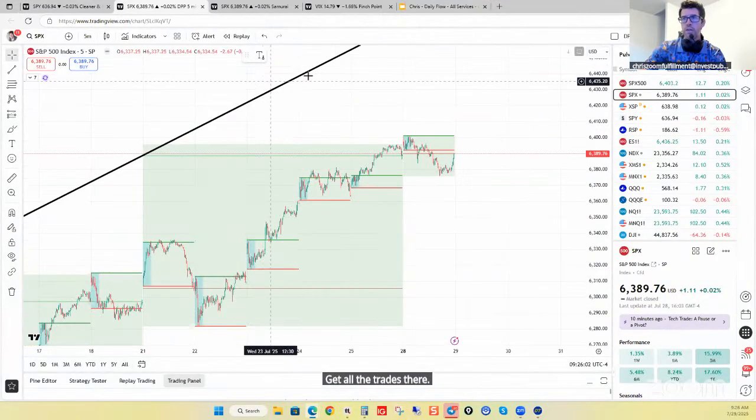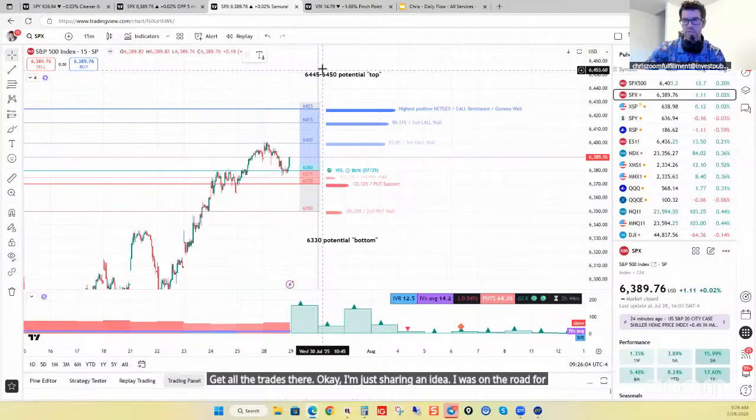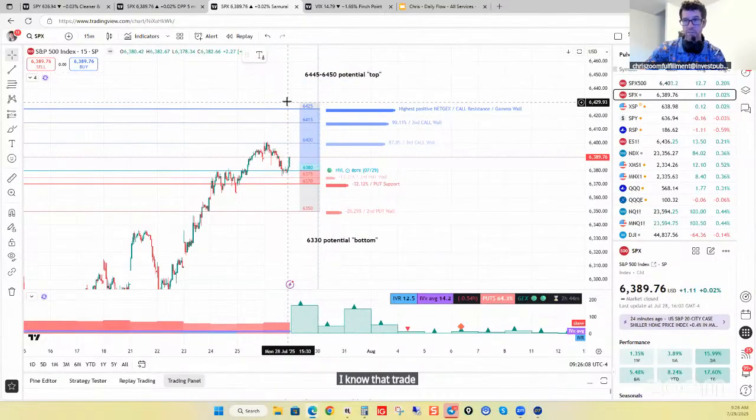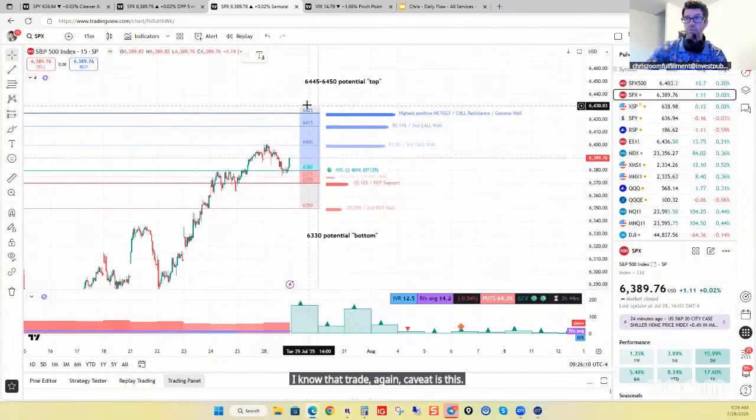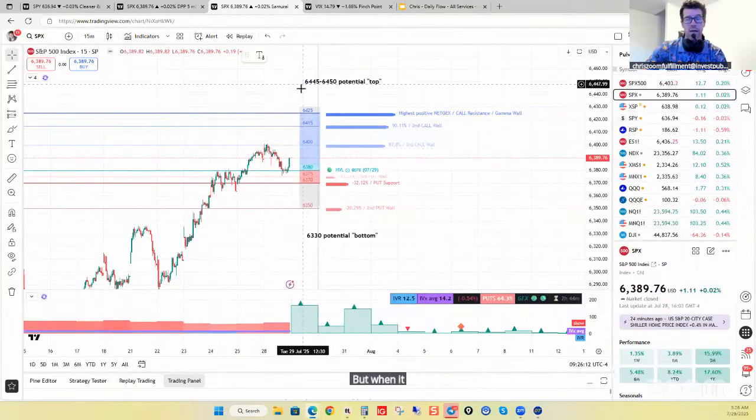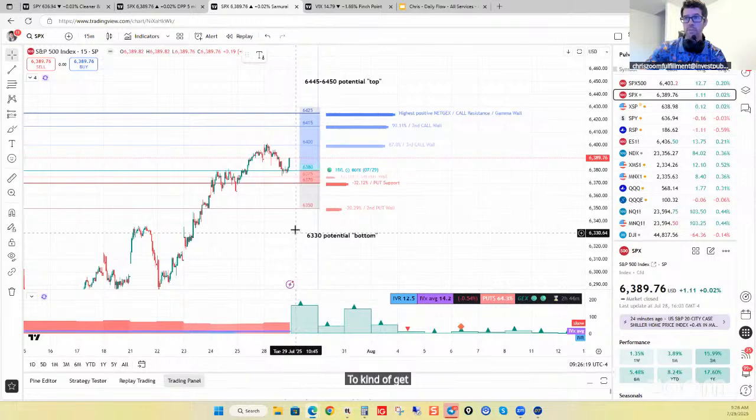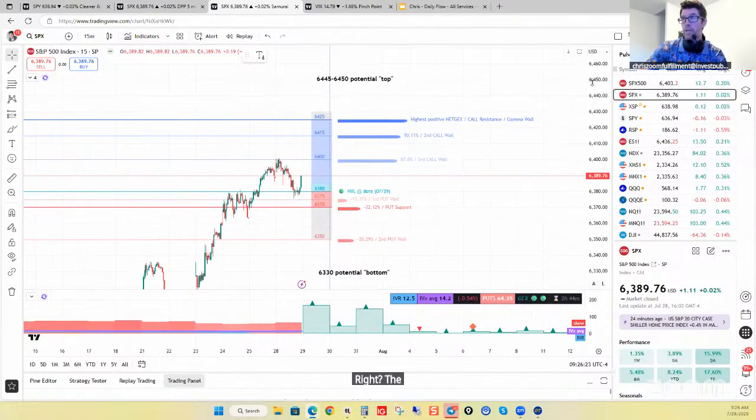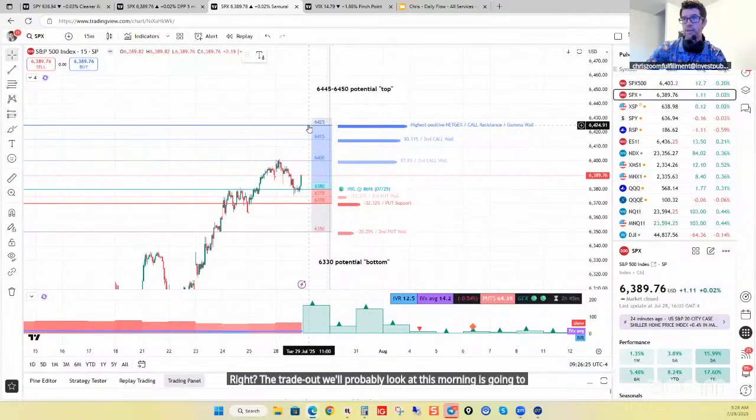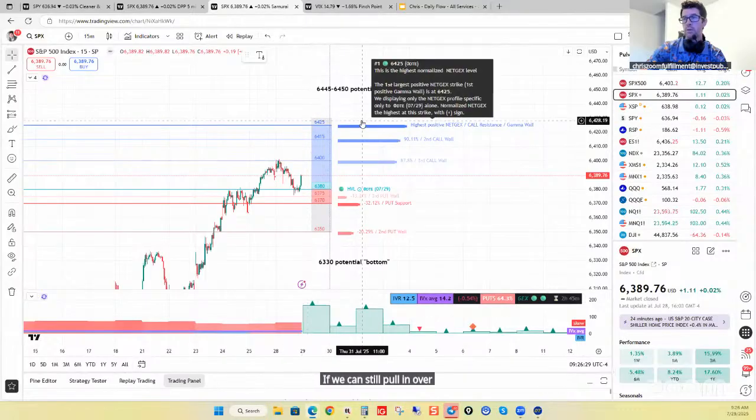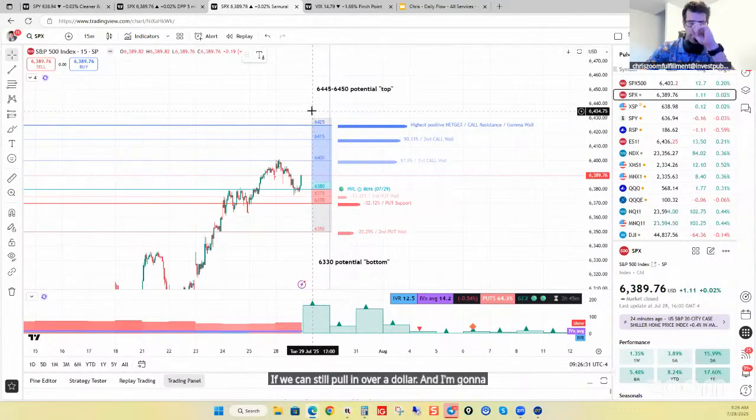Okay. I'm just sharing an idea. I was on the road for 2 hours last night, so this just hit me. I know that trade, again, caveat is this, that trade is not going to fill very often. But when it does, I'm comfortable risking $500, $1,000, as long as I feel like my break even is high enough to kind of get a guardrail top or bottom on the day. The trade I will probably look at this morning is going to be something around that 64.25 to 30 zone if we can still pull in over $1. And I'm going to start with one contract.